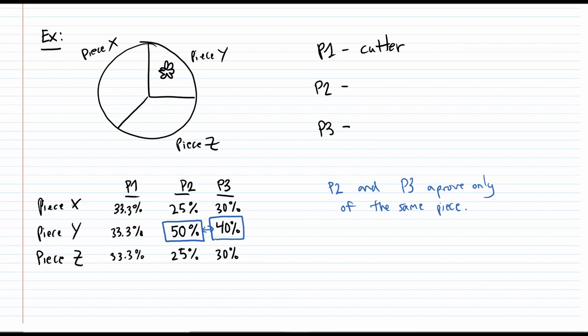Well, again, if they approve of the same piece, then we're gonna just make player 1 happy. Player 1 gets to choose either piece X or piece Z, right? So player 1 is like, okay, well, there are less fingerprints on piece X.